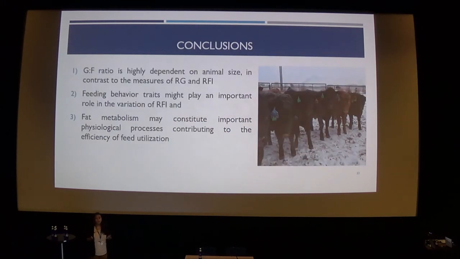But overall, for conclusions, we can conclude that first, gain-to-feed ratio is highly dependent on animal size, in contrast to the measures of residual gain and residual feed intake. That feeding behavior traits may play an important role in the variation of residual feed intake, and that overall fat metabolism, either by a higher energy delivery to peripheral tissues or depletion of body reserves, may constitute a really important physiological process in the context of feed efficiency that definitely deserves further investigation.